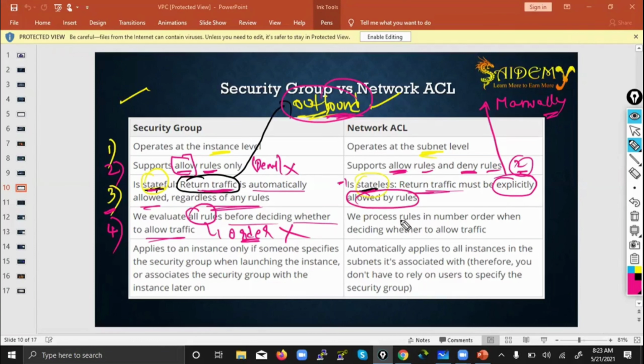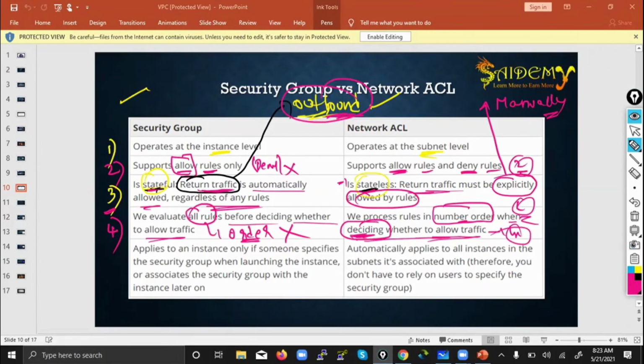But whereas in NACL, we process rules in number order. That means when deciding whether to allow traffic, if you want to allow some traffic, give it the highest number. If you want to deny some traffic, give it the lowest number. That is what they said about deciding. So if you decide to block someone, give them the lowest rule. If you decide to allow everything, the 0.0.0.0 rule, give such rules the last, highest number.